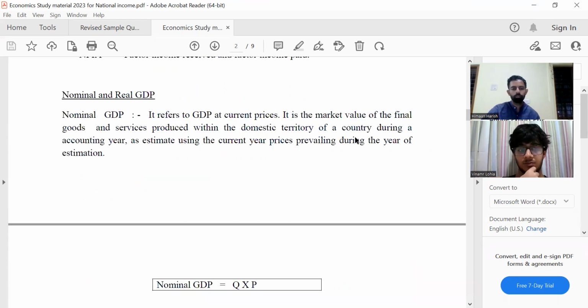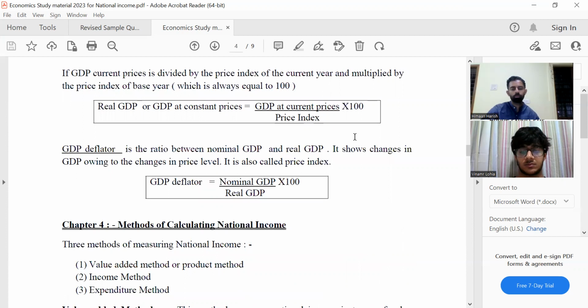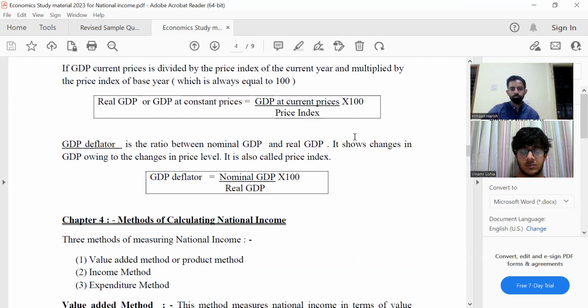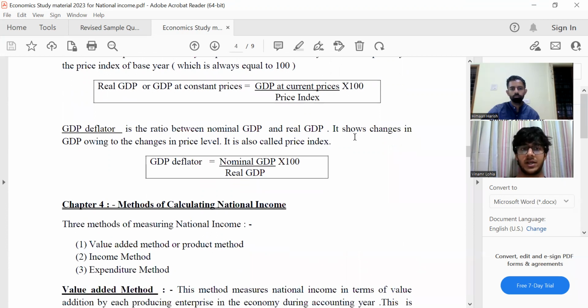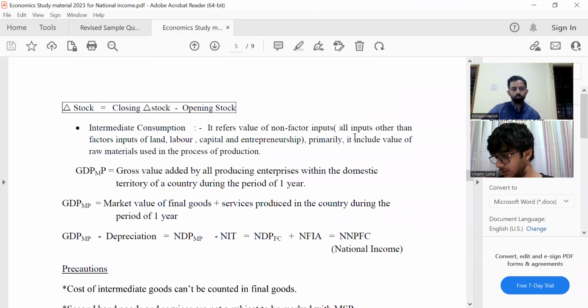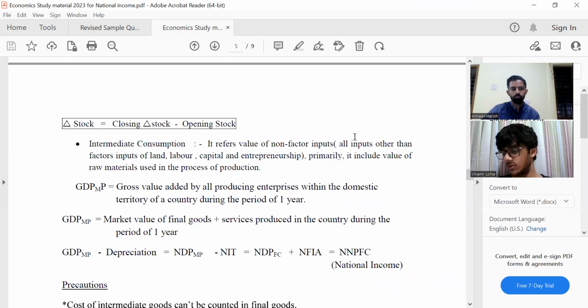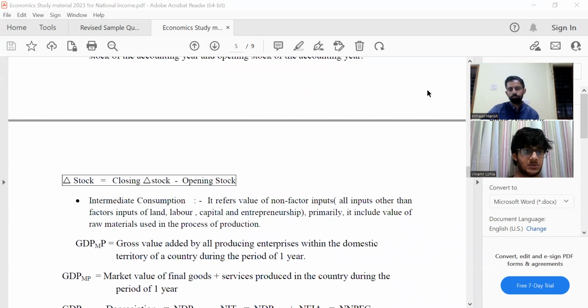So this is nominal GDP, which is Q into P. Are there problems on real GDP as well? The real GDP is GDP at MP, right? GDP at constant prices. No, I don't think there's anything such as constant prices. It's GDP at MP. That is all there is, some extra information. Is there intermediate consumption as well? Intermediate consumption and all.